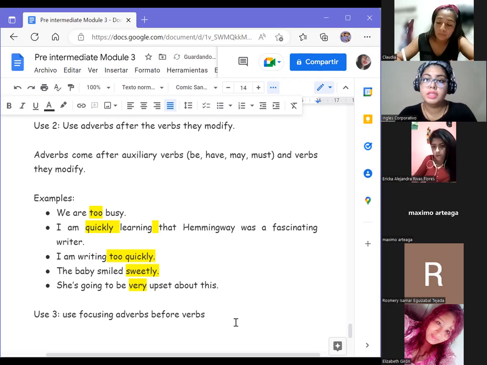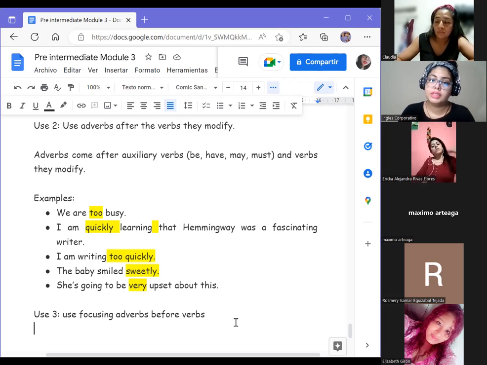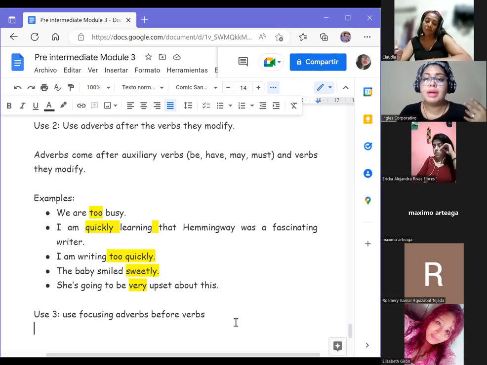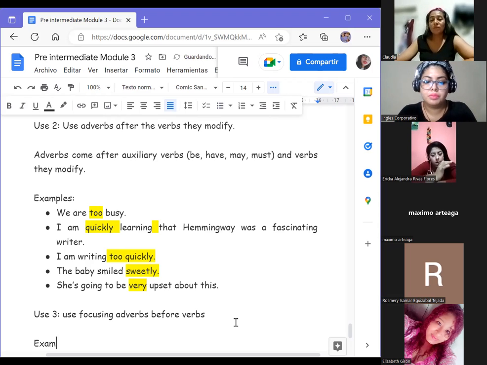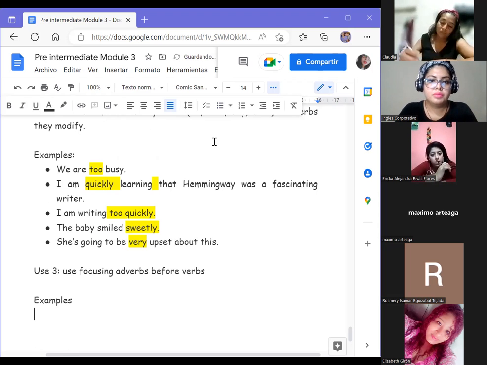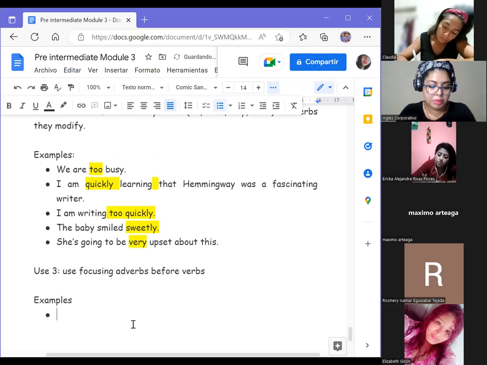And it says, focusing verbs appear before verbs to emphasize the manner of an action. Estos son verbos que aparecen, ¿verdad? Antes de los verbos que nosotros estamos utilizando, las acciones que estamos utilizando para hacer énfasis de la manera de una acción. So in that case, we have examples. And we have example number 1.